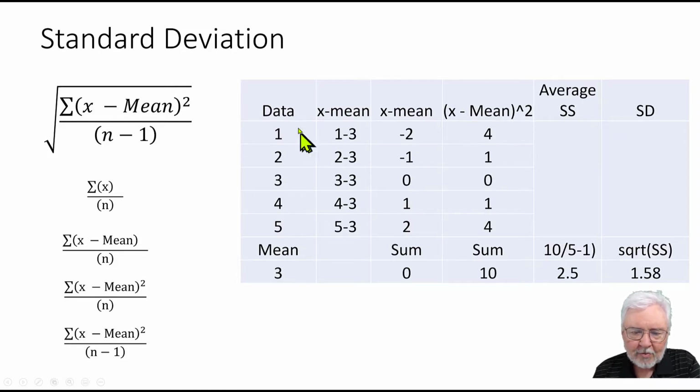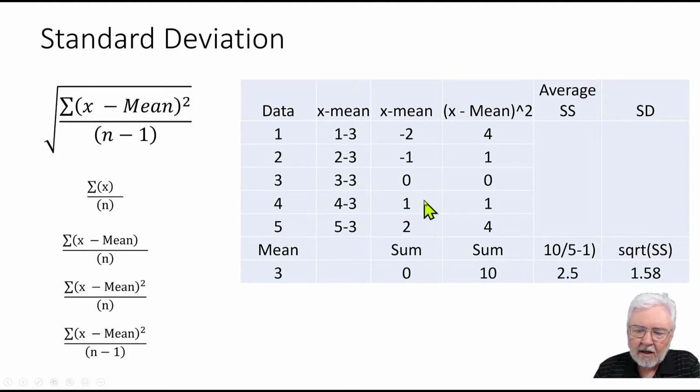No matter what your numbers, 1, 2, 3, 4, 100, the sum is going to be 0 as long as it's from the mean. Now, if this was 1, 2, 3, 4, 100, the mean wouldn't be 3, it would be something else. And when you added them all up, you would get 0.